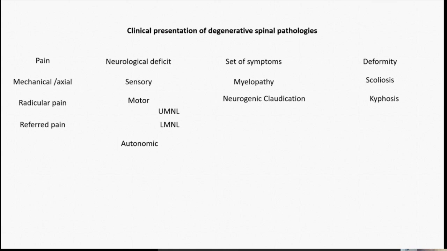Motor weakness can be an upper motor neuron lesion, when there is compression on the spinal cord from the craniocervical junction down to the conus, or a lower motor neuron lesion, such as when there is compression on a nerve root. It's causing weakness in the myotomal distribution. The myotome is a group of muscles supplied by a single nerve root. A dermatome is the skin area supplied by a specific nerve root.